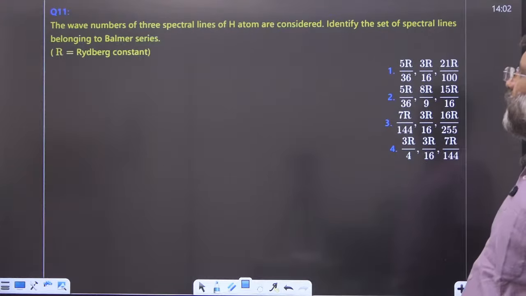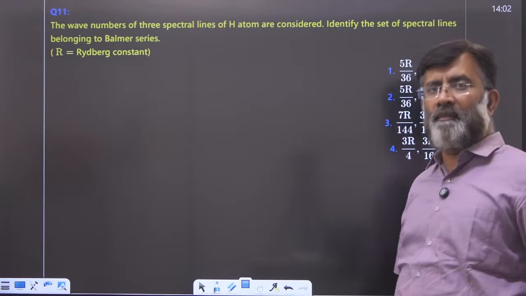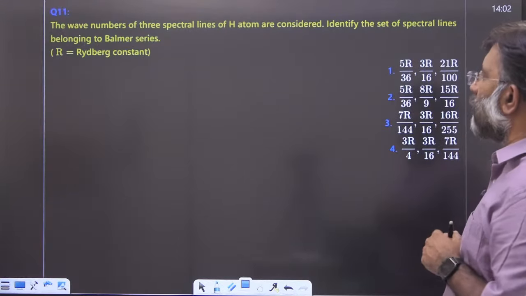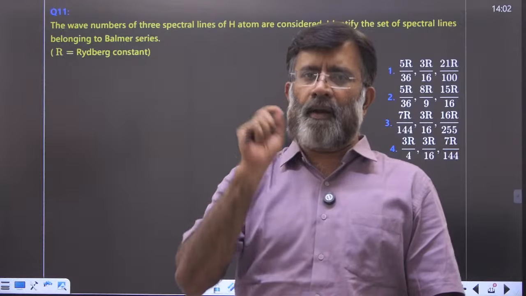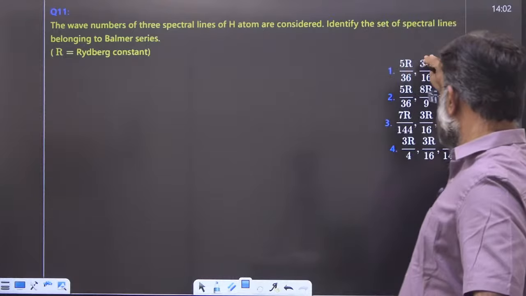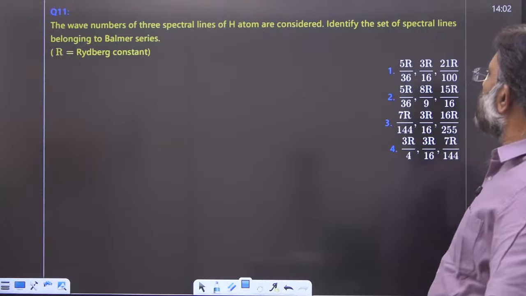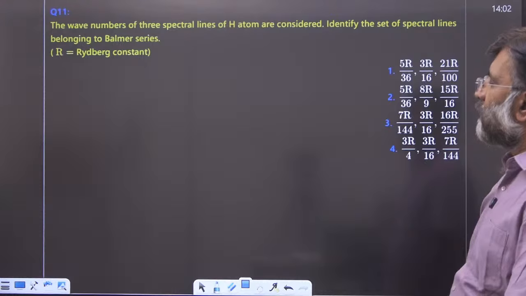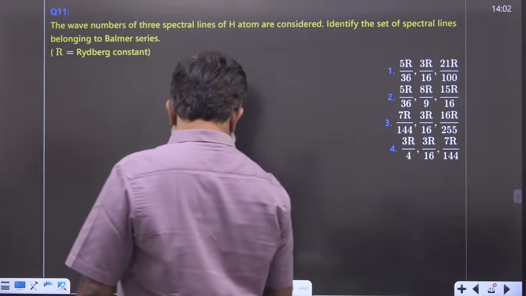Wave number of 3 spectral lines of hydrogen atom are considered. Identify the set of spectral lines belonging to Balmer series. Balmer seriesinde set of spectral lines ആണ് ചോദ്യം. അത് ഏത് ലൈനാണെന്ന് പറഞ്ഞിട്ടില്ല കേട്ടോ. അത് ഫസ്റ്റ് ലൈൻ ആണോ, സെക്കൻഡ് ലൈൻ ആണോ, തേർഡ് ലൈൻ ആണോ എന്നൊന്നും പറഞ്ഞിട്ടില്ല. ബാൽമർ ലൈൻ കണ്ടുപിടിക്കണം. ഈ 4 ചോയ്സിൽ ഒരെണ്ണം 3 ബാൽമർ ലൈൻ ആണ്. അത് ഇതിൽ ഏതാണെന്ന് പറയണം. Let us verify.